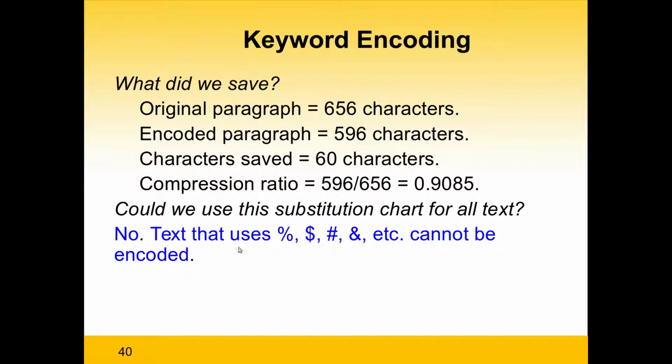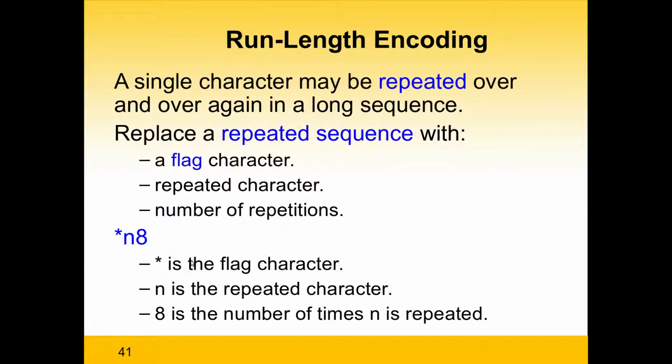So for instance, the flag could be the asterisk, N will be the character repeated, and then 8 will be the number of times that character is repeated. So we could replace 8 N's, which will be 8 bytes, with just 3 bytes: asterisk, N, and 8.